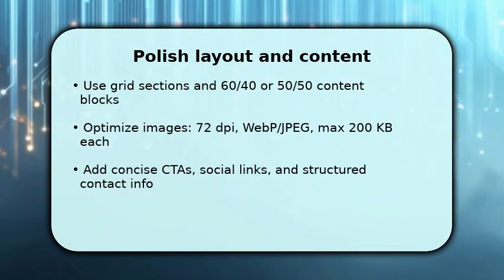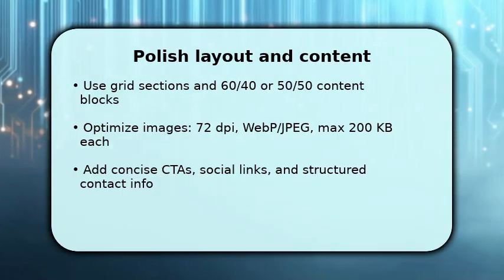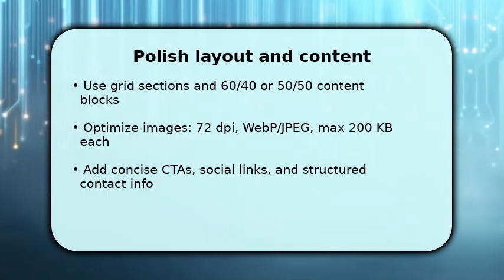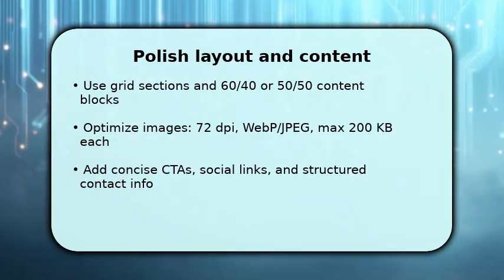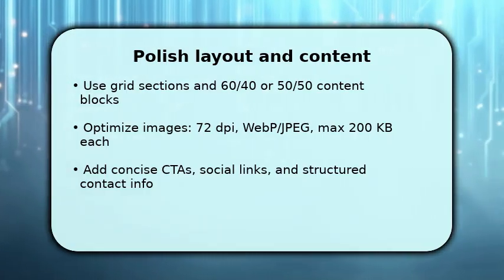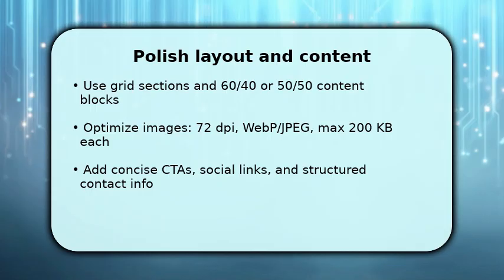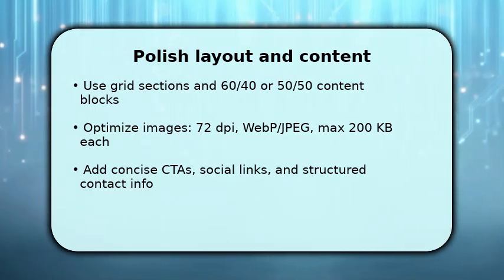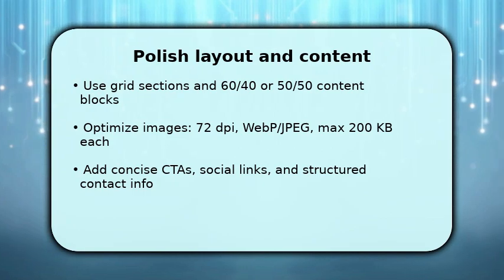Now refine layout and content to increase trust and clarity. Use grid sections with 60/40 or 50/50 blocks to balance imagery and text, and apply consistent spacing and alignment to reduce clutter. Optimize each image to 72 dpi and under 200 KB using WebP or compressed JPEG so pages load fast. Once content reads like a clear brochure, add concise calls to action, social links, and structured contact details so visitors know how to engage without searching.